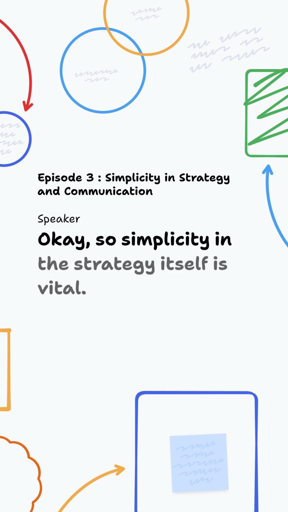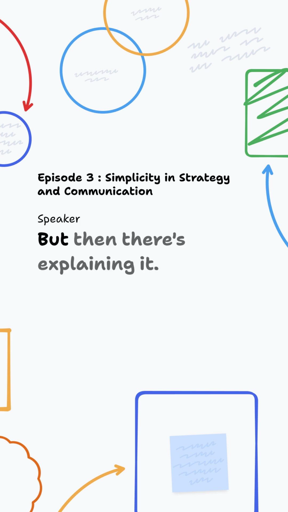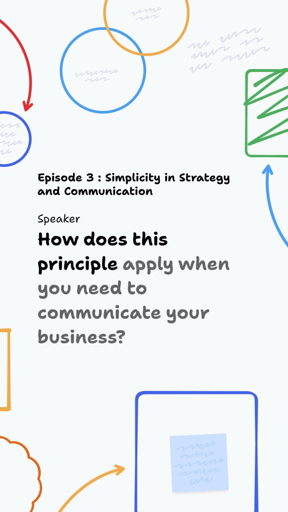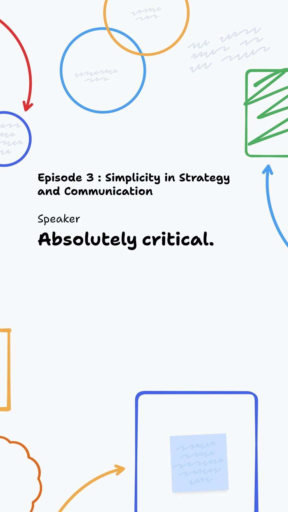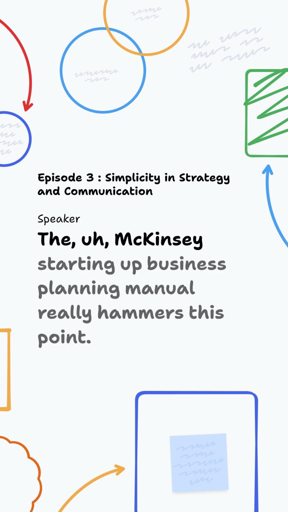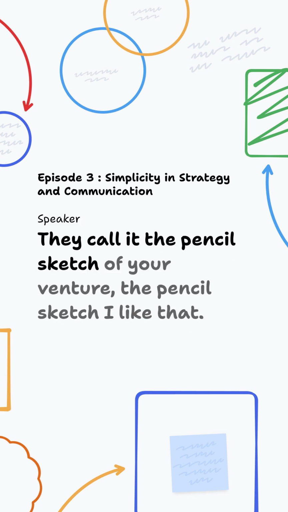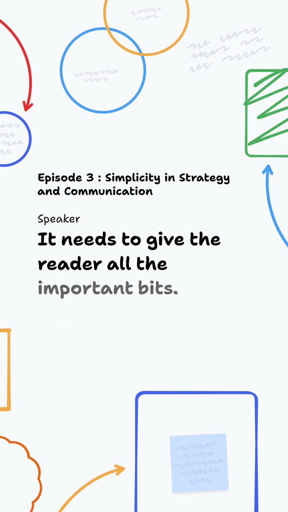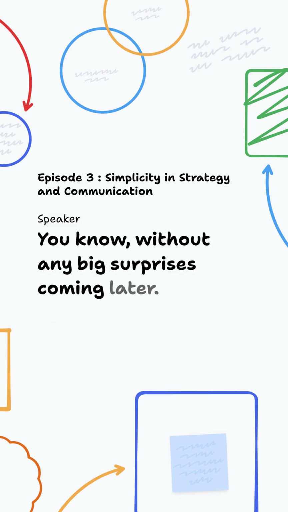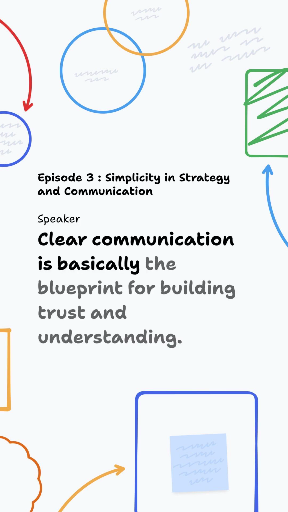Okay, so simplicity in the strategy itself is vital. Yeah. Got it. But then there's explaining it. How does this principle apply when you need to communicate your business? Oh, it's paramount. Absolutely critical. The McKinsey Starting Up Business Planning Manual really hammers this point. It says clarity and comprehensibility are particularly important for your executive summary. They call it the pencil sketch of your venture. The pencil sketch. I like that. Yeah. It needs to give the reader all the important bits, without any big surprises coming later. Clear communication is basically the blueprint for building trust and understanding.